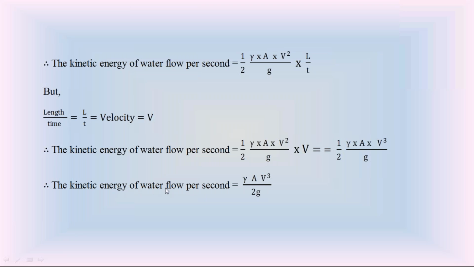This is the kinetic energy of water flow in the open channel per second, gamma A V cube by 2g. In this kinetic energy, we are using the mean velocity. This V is the mean velocity, not the actual velocity. So this kinetic energy is not the actual kinetic energy.